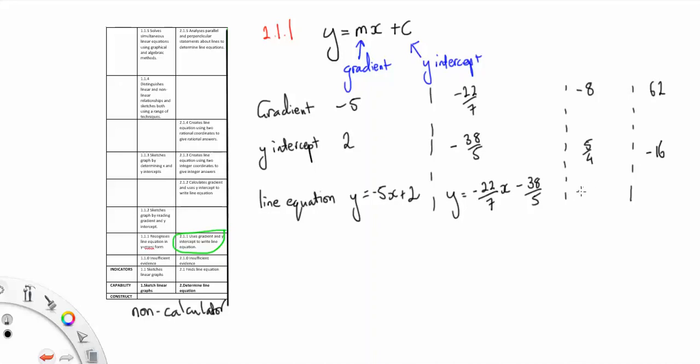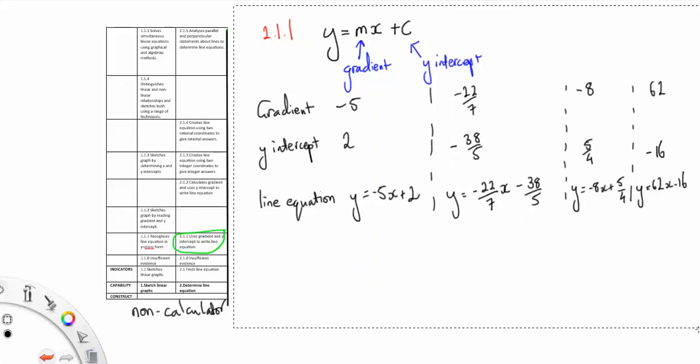Did you actually pause it? Well, I'll give you the answers now. So for this one, we have y equals -8x plus 5 on 4. And for this one, we have y equals 62x minus 16. That's what that skill's looking at. You'll be asked something very similar to this on your exam, if not that identical question.